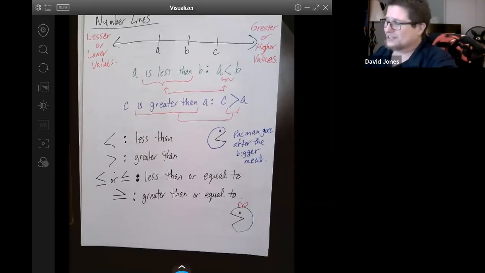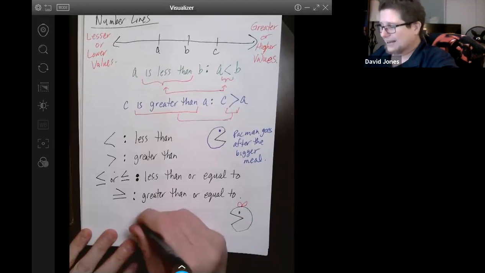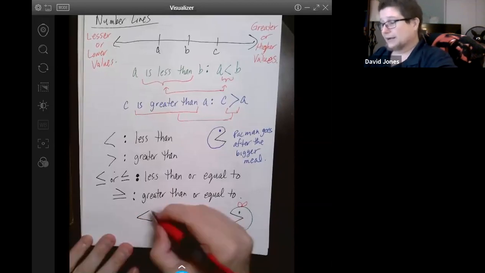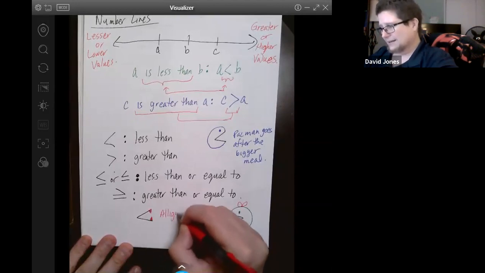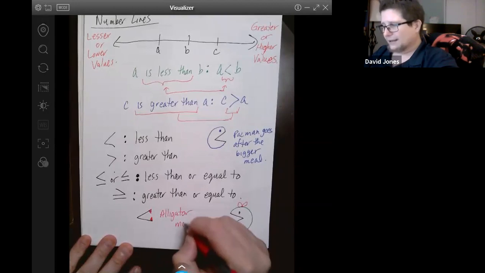And another way of remembering it, I'll put teeth on it. It's like an alligator mouth. Alligator wants the bigger food.